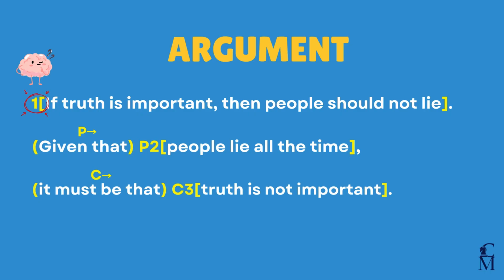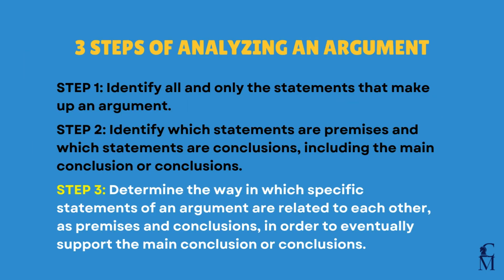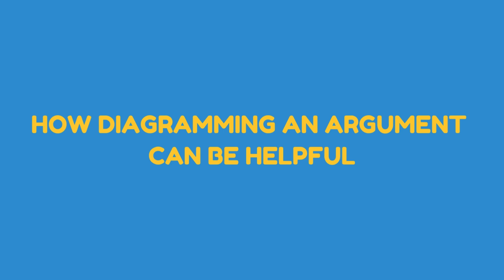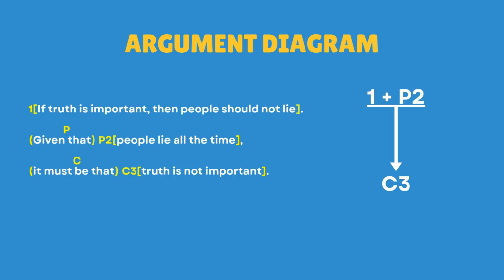Now, the question is whether statement 1, the conditional statement that if truth is important, then people should not lie, is a premise or conclusion. Note that there are no premise or conclusion indicators to help us decide. This is where the third step of analyzing an argument can be helpful, which is to diagram the argument. How can diagramming an argument be helpful? An argument diagram is a visual representation of how the various statements in an argument are related to each other by using the statement numbers that represent each statement and arrows, either with or without a plus sign, to represent how one statement is related to at least one of the other statements in the argument.